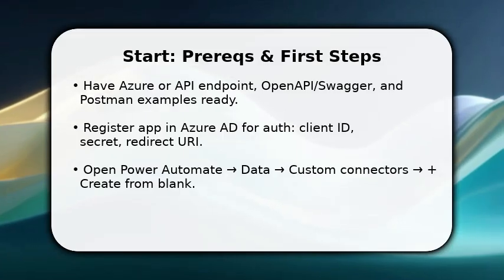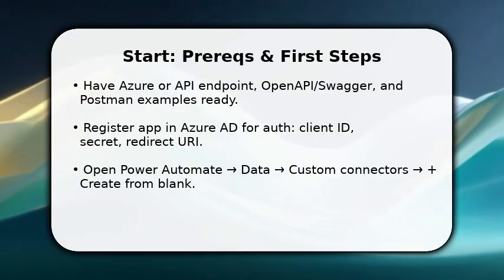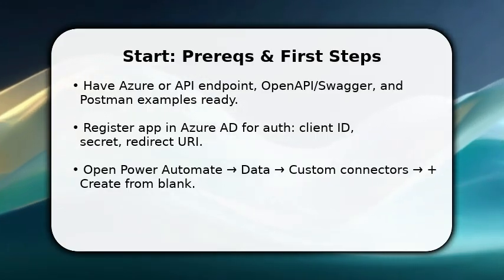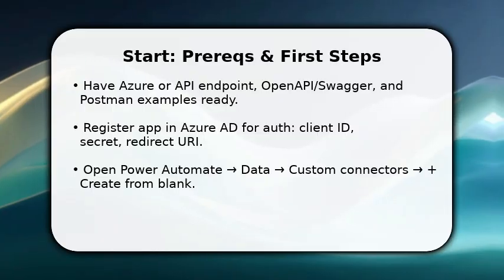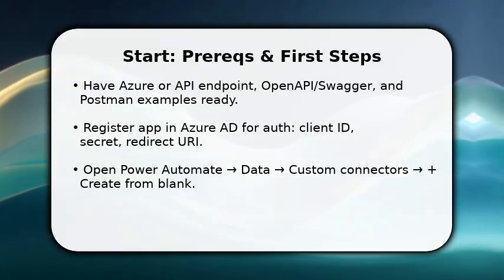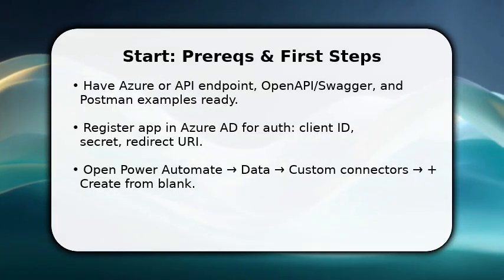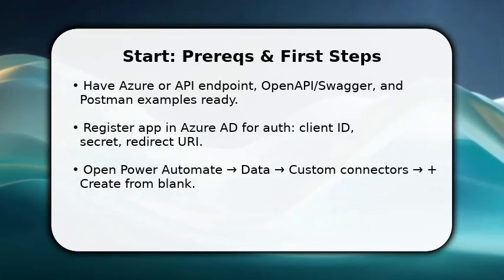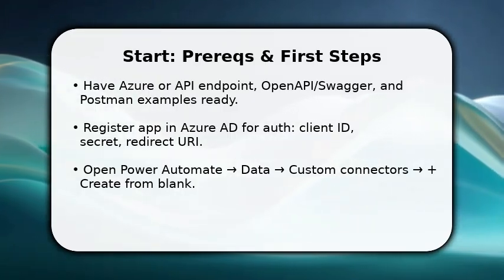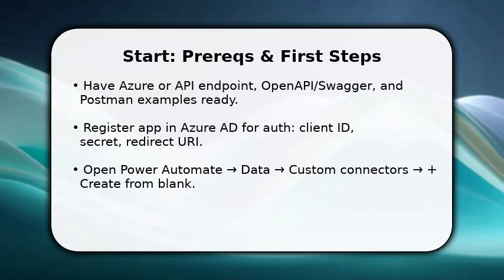You begin by confirming the essentials: a reachable API, an open API/Swagger spec or Postman collection, and Azure app credentials if using OAuth 2. Next, register the app in Azure AD to obtain a client ID and secret and set the redirect URI to Power Automate.